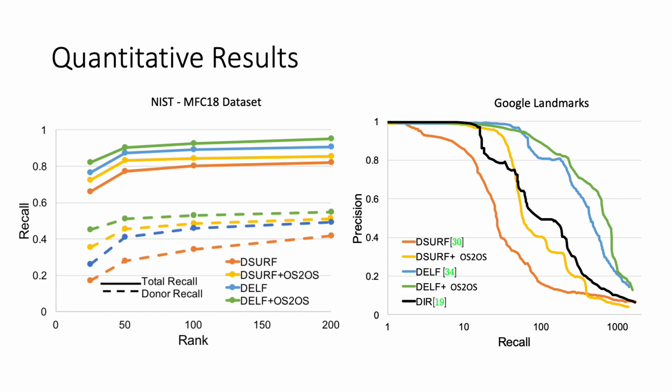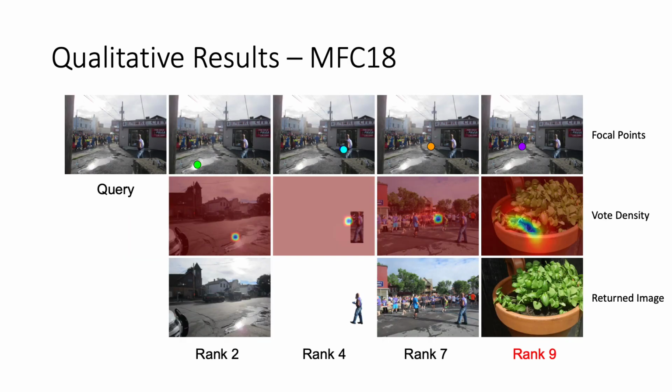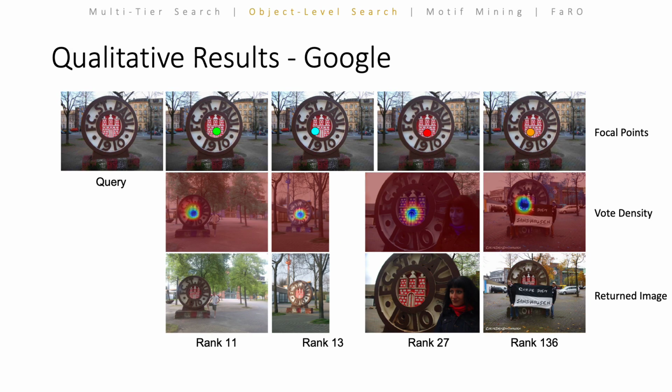Then on the Google Landmarks dataset, we see again that our algorithm keeps up and even outperforms some of the other algorithms like DELF or deep image retrieval by just including this OS to OS component. Here are some nice, pretty qualitative results if you'd like to see them, but go to the paper for more if you'd like more information on how it all works.